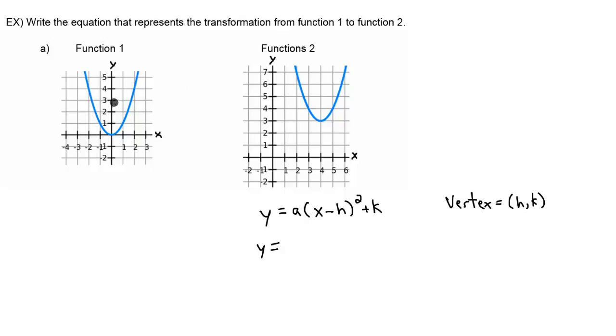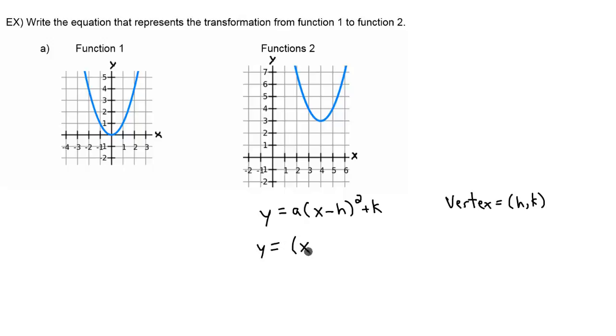function 2. And if you look, it doesn't seem like it got wider or even narrower. It looks like it stayed the same, so we're going to keep a as 1. And because it's 1, we don't even have to write it. We could treat it like an invisible 1.